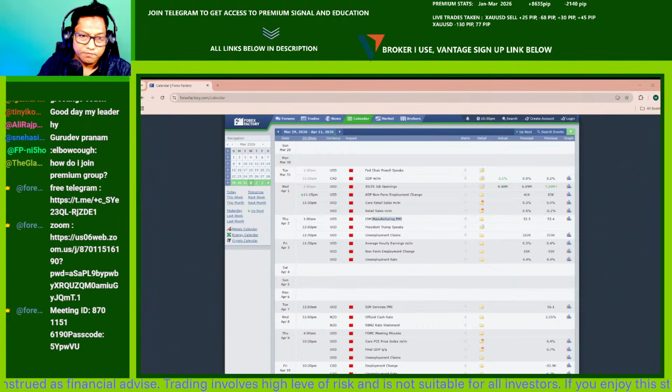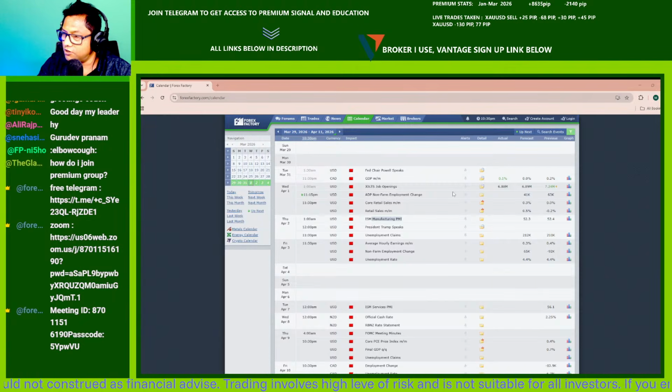If you look at, okay, now coming up in less than an hour, ADP non-farm employment change, and then core retail sales, right? And also later today, ISM manufacturing PMI. And tomorrow, President Trump will speak.